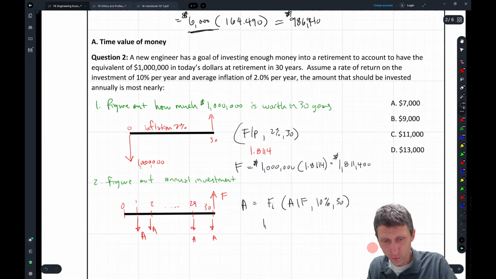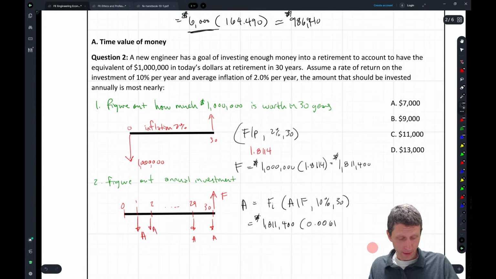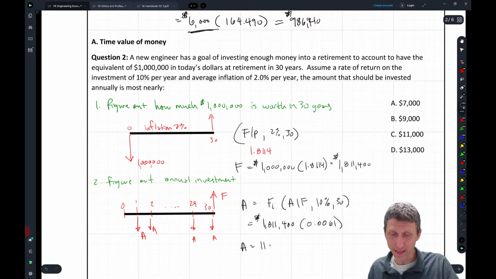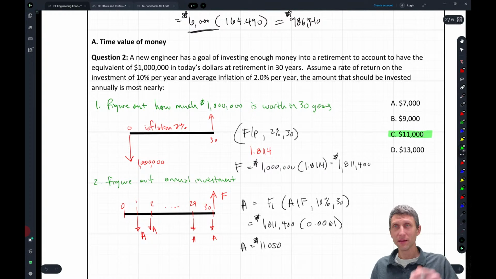We're going to say the 1.8 million times our 0.0061 is going to give us the amount we need to invest every year. So if you want to actually become kind of the equivalent of a millionaire, what does that mean? 1,811,400 times 0.0061. You're going to need to invest about $11,000 every year. Okay, so is that doable? Yeah, I mean it is.